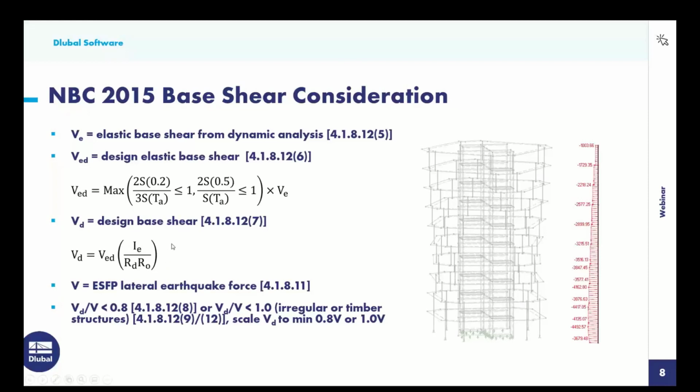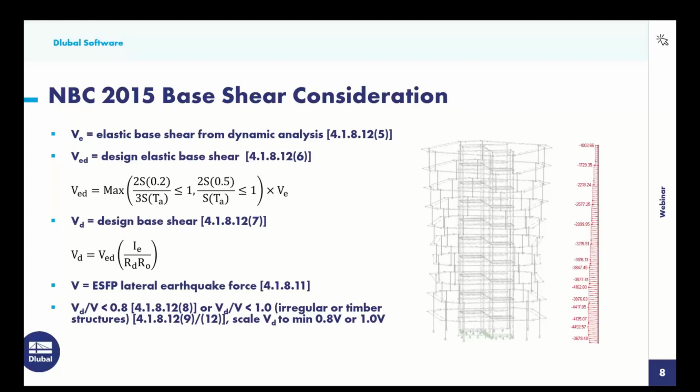So then we refer to section 418.11, and this goes way back to the equivalent static force procedure for the lateral earthquake analysis, and this is represented by the variable V. And the code tells us that if VD, which is our design base shear, divided by V, which comes from the equivalent static force procedure, which can, by the way, probably be determined with hand calculations, if this ratio is less than 0.8, or depending on where your structure falls into which category, it could be less than 1.0, then we need to scale VD to this minimum 80% of V or 100% of V. So if we're not meeting those minimums, then we need to scale up this design base shear. So that's kind of the layout of what the code tells us to do.